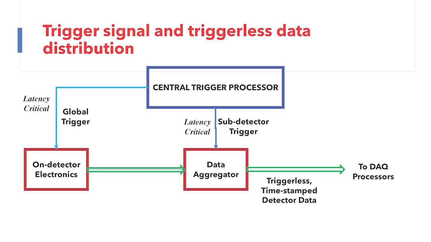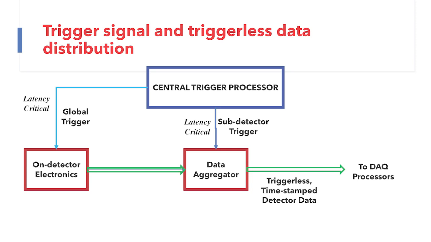This on-detector electronics now sends the data to the data aggregator. This is the term which you need to follow throughout the presentation, the data aggregator concept. Now, once the global trigger says that the window is open, capture the data, it sends it to the data aggregator. Here, it marks from which detector the data has come.